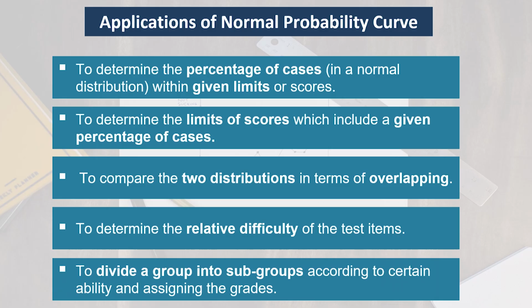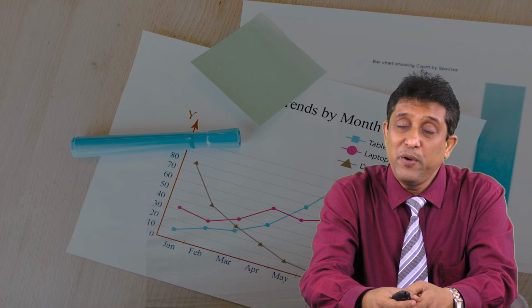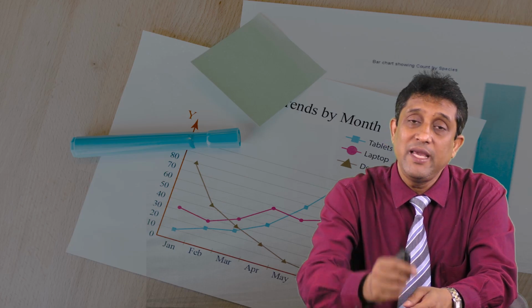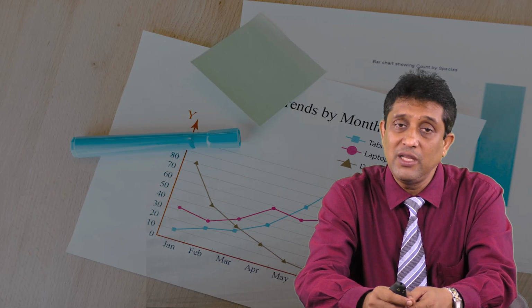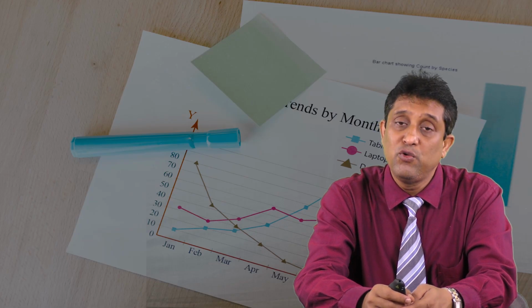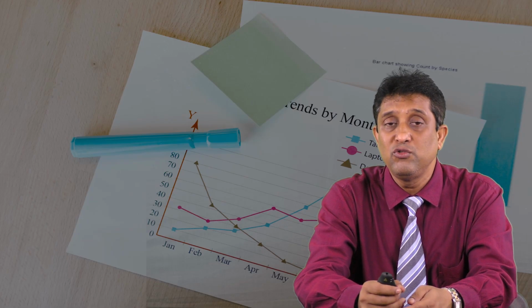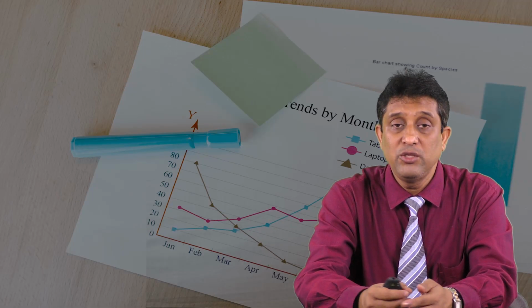In this video lesson, we will discuss the first 2 applications, application number 1 and application number 2. In number 1, the limit is given and we find the percentage, and in application number 2, the percentage is given and we find the limits. Before discussing the 2 applications, let me focus on the formula, the equation of the normal probability curve that we will be using for solving the problems.